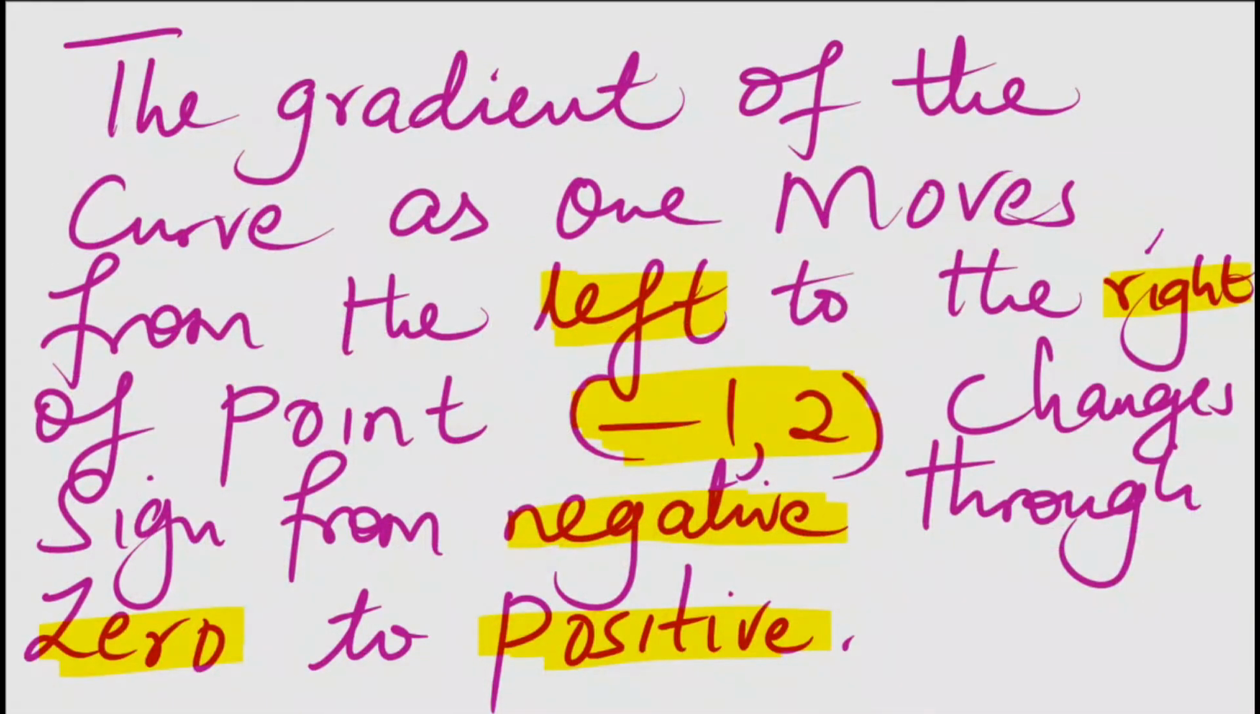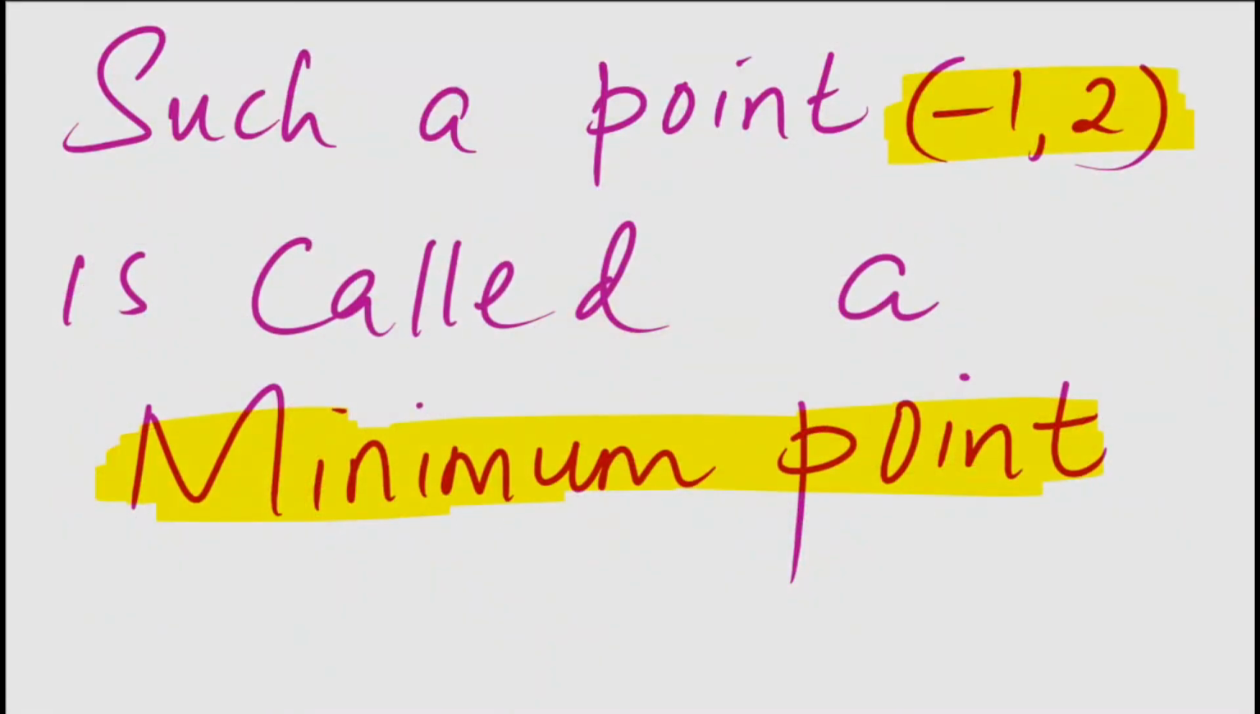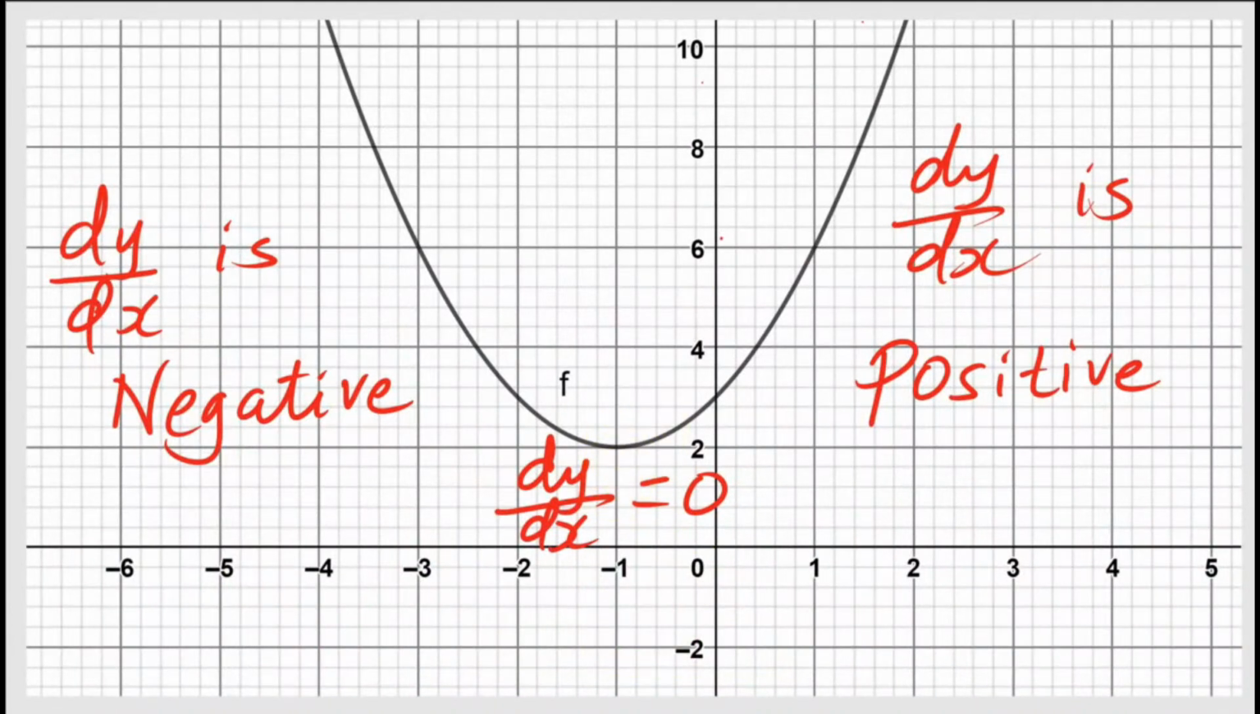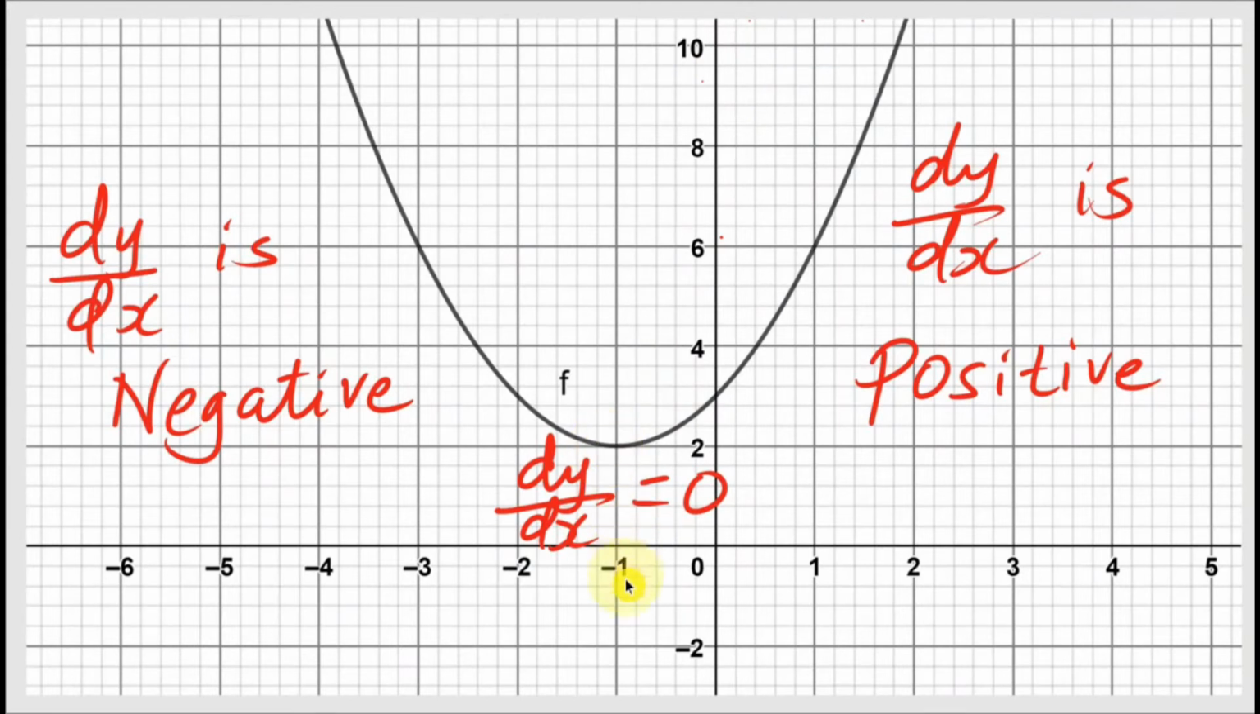Now, after noting those points, it is important to note this. Such a point, (-1, 2), is called a minimum point. That point which you have identified, (-1, 2), is called a minimum point. This is the point we're talking about. So this point here, at x equals -1, is (-1, 2). This one is referred to as the minimum point.